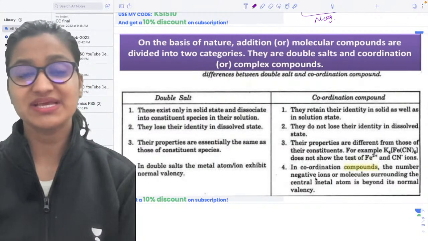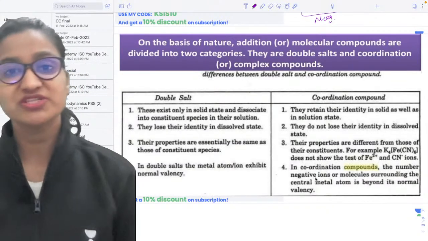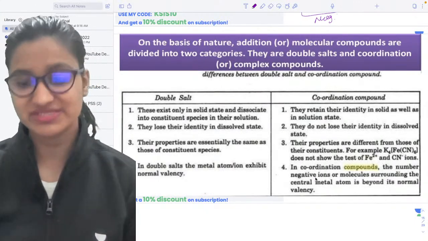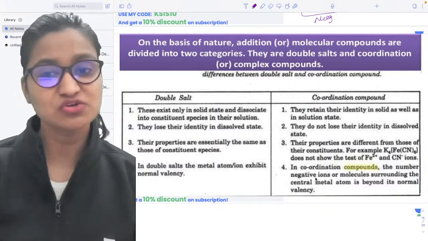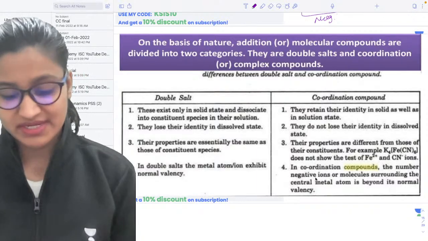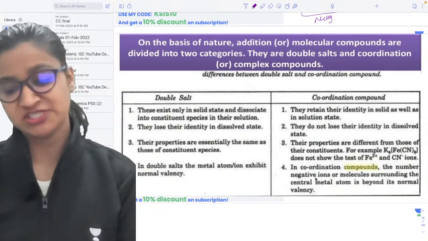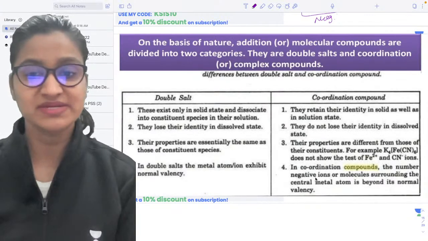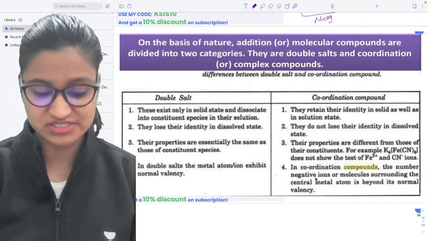Third, the properties of double salts are essentially the same as those of constituent species, but the properties of coordination compounds are different from their constituent ions. For example, K4[Fe(CN)6], the same thing we discussed, does not show the test for Fe2+ positive and CN- negative ions. In double salts, the metal atom or ion exhibits normal valency, whereas in coordination compounds, the number of negative ions or molecules surrounding the central metal atom is beyond its normal valency. I'll make you understand about this point later on.